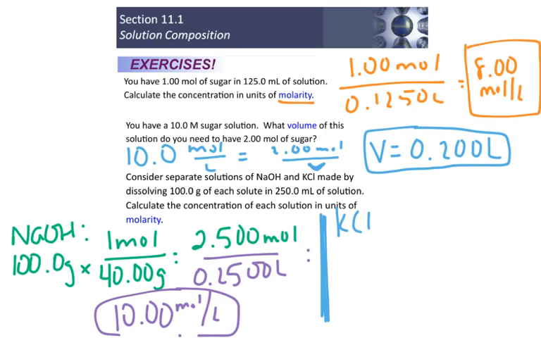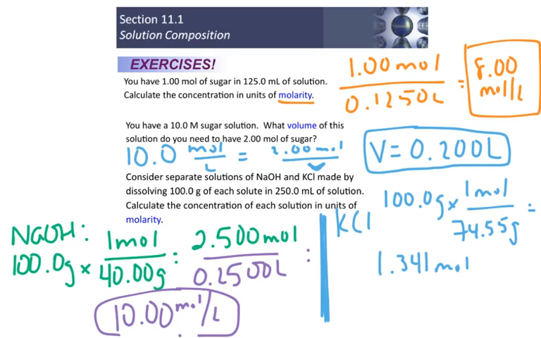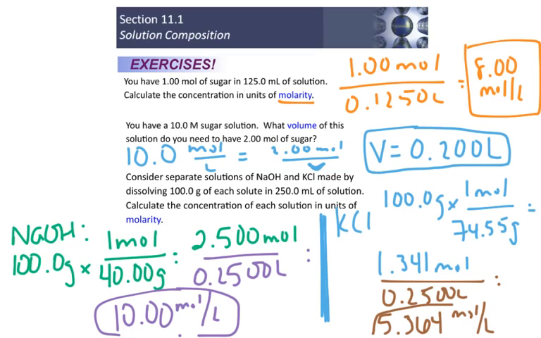All right, with the other one, KCl, again, same thing. We need to convert the 100 grams to moles, but KCl's molar mass is 74.55. And we get 1.341 moles, which we then divide by the 0.2500 liters, and we get 5.364 moles per liter.